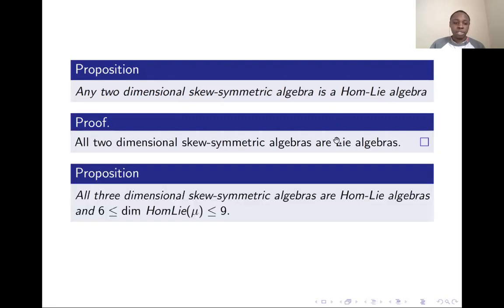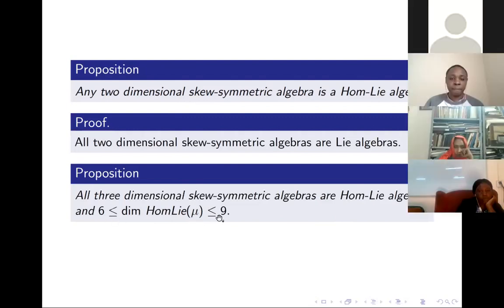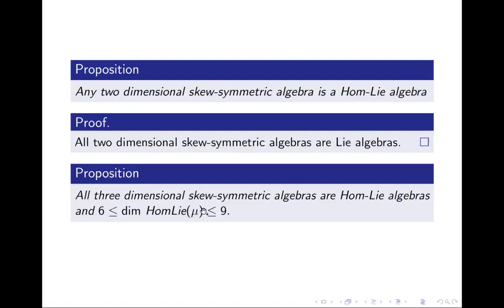What about three-dimensional? Three-dimensional skew-symmetric algebras can also be converted into Hom-Lie algebras. And it's interesting that the dimension of these linear endomorphisms is bounded below at 6 and can go up to a maximum of 9. But we realize here you can take any linear map. Any linear map can make a Hom-Lie algebra from here. But here there is some bounding below.